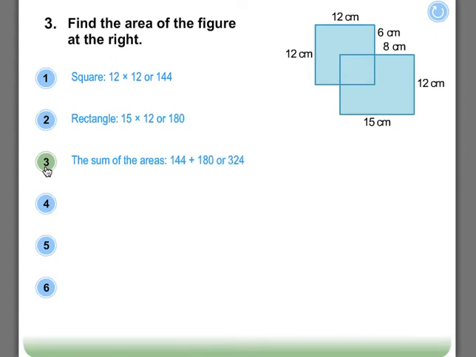So the sum of the areas is 324, but we already talked about that can't be the total answer. The overlapping area is 6 times 7. Wait, what? Where did that come from? How did we figure that out?